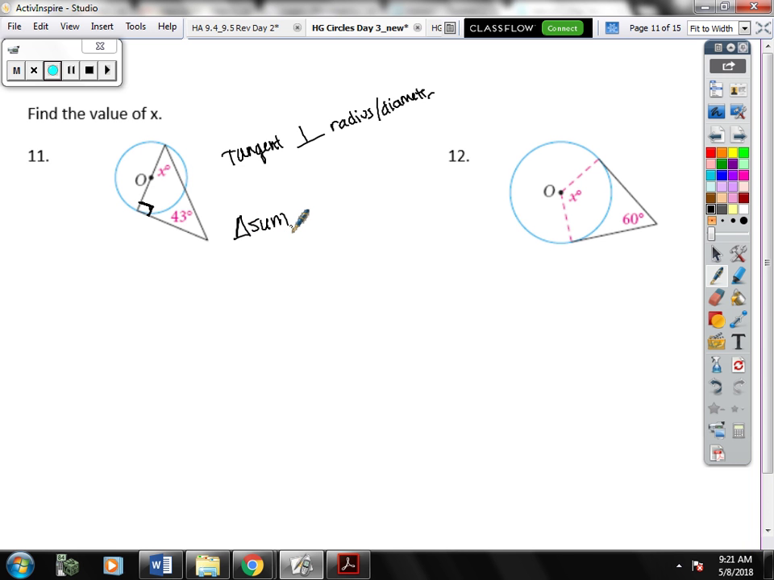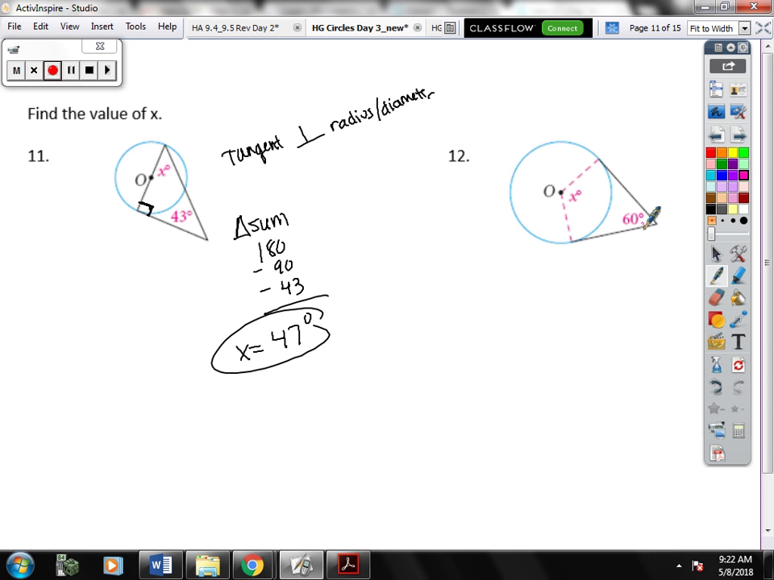So we'll just take 180 minus 90 minus 43. And we'll get 47. But if you don't remember to put the right angle box in, you're going to be having no idea how to do it. So you need to memorize that the tangent is perpendicular to the radius or the diameter.